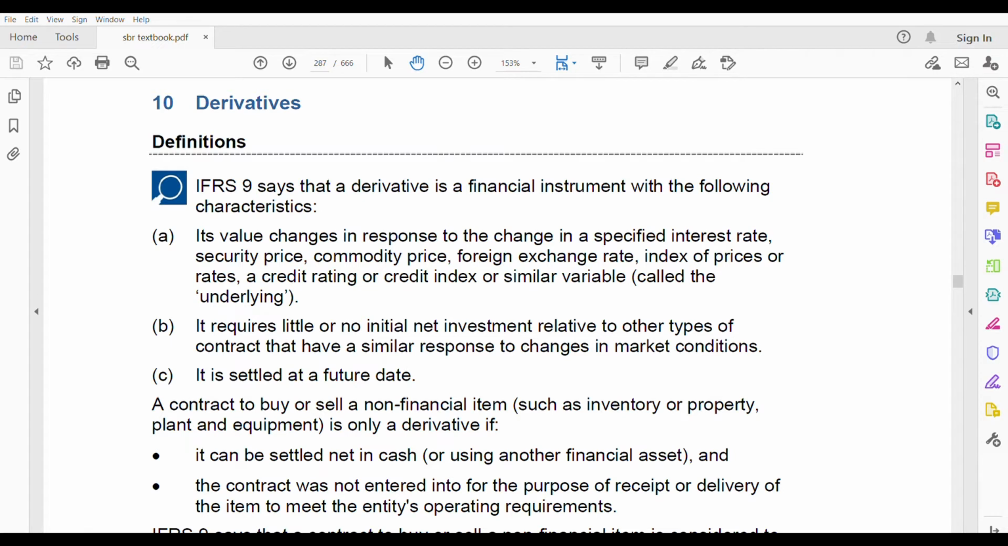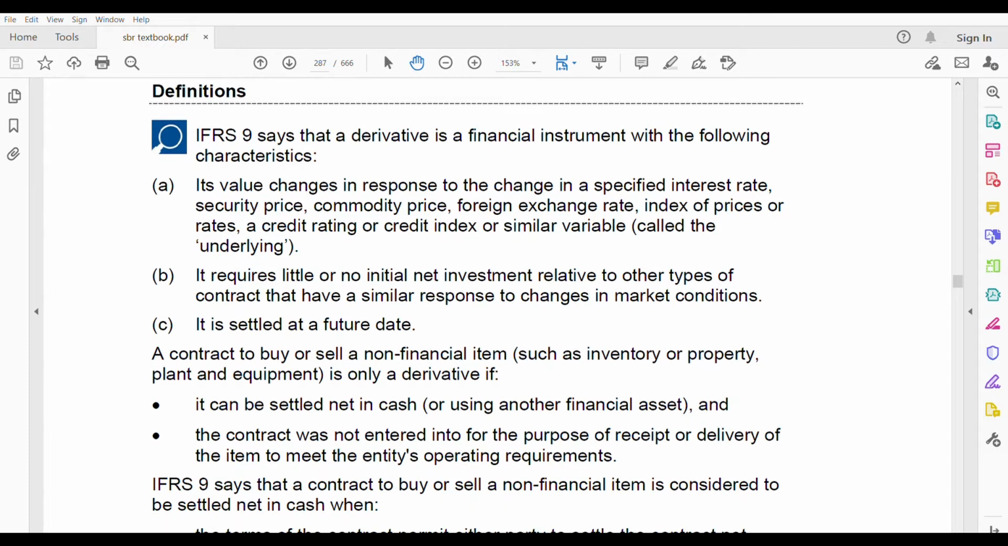Today we are going to discuss derivatives and embedded derivatives. What are derivatives? A derivative is one which has the following characteristics. So let us go through the characteristics of derivatives.